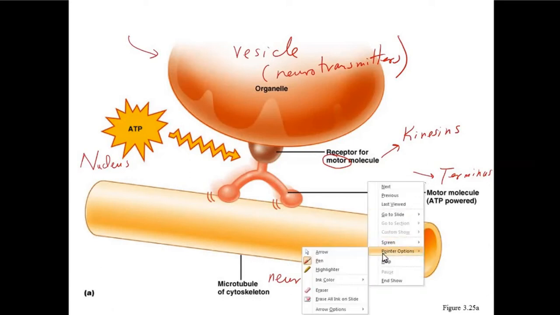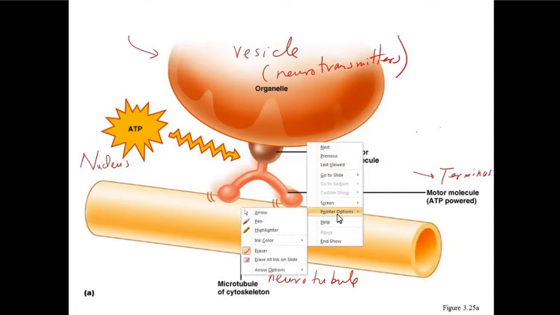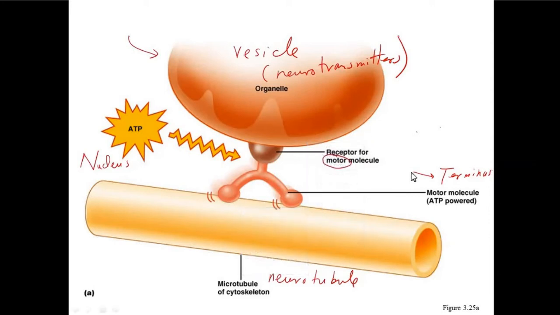Now, in terms of the opposite direction, the transport of substances from the terminus along the neurotubule back towards the nucleus, the motor protein involved with that event is going to be the dyneins.